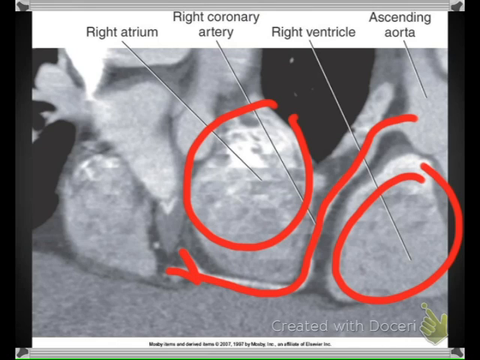Also take notice that we have the ascending aorta here, and the right coronary artery is branching off of that. It's very important to keep in mind that the coronary arteries do not carry deoxygenated blood, therefore they have to branch off of the aorta. And it's because they branch off the aorta that they can actually supply the heart with oxygenated blood, just like they can supply other portions and other cells throughout the body with the oxygen.